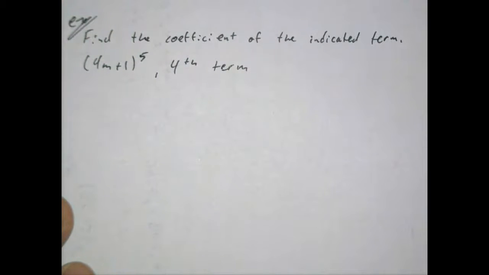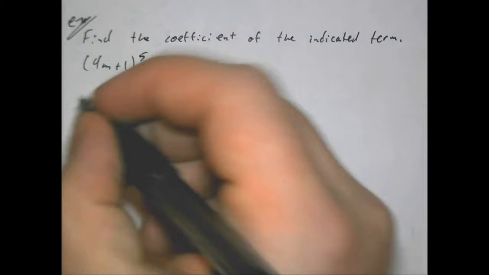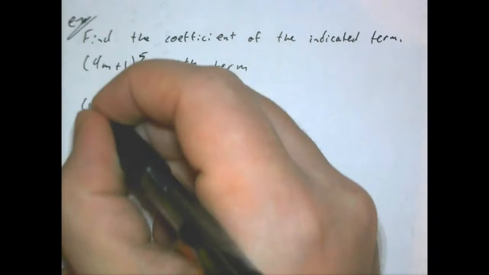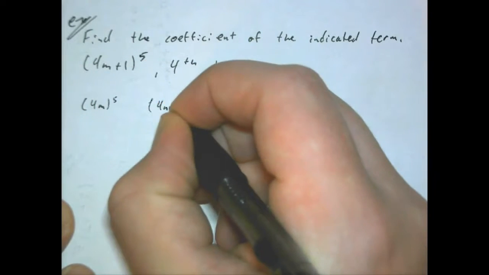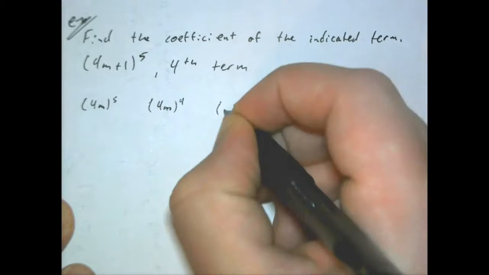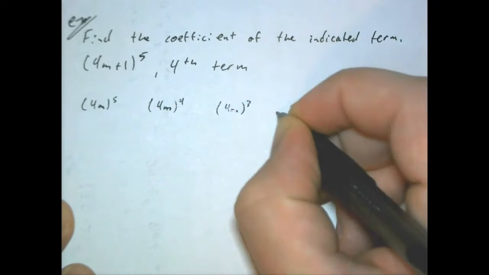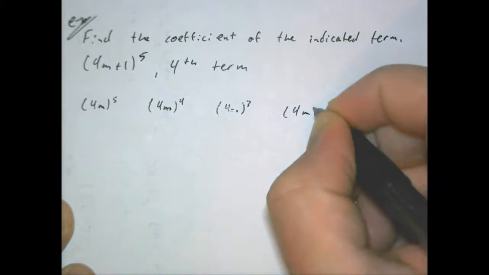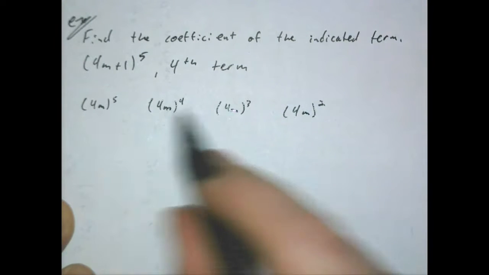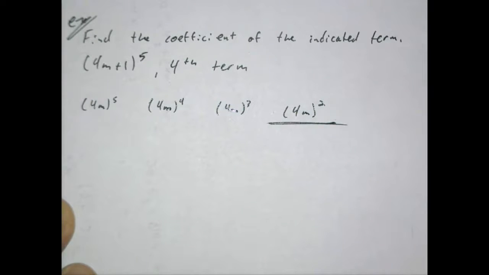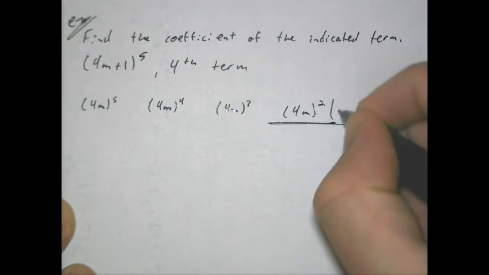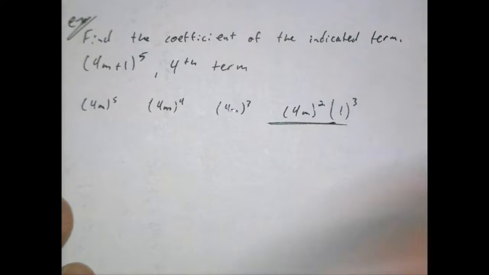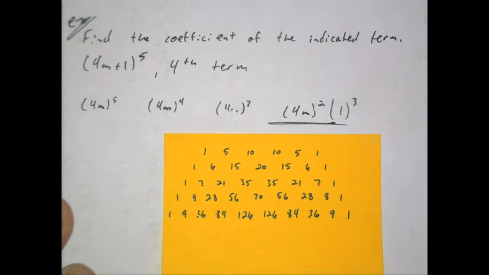Okay, same sort of deal. Looking for the 4th term in this one. So if I start from my first term down, I would have had 4m to the 5th. That would be my first term, 4m to the 4th, 4m cubed, 4m squared. So there's my 1, 2, 3, 4 terms. So I really only care about anything to do with this one. Since this is to the 2nd, I must have 1 to the 3rd, which really won't make that big a difference, but sometimes it will. So make sure you still think about it.